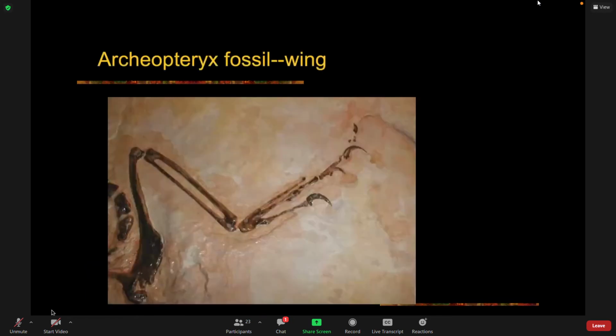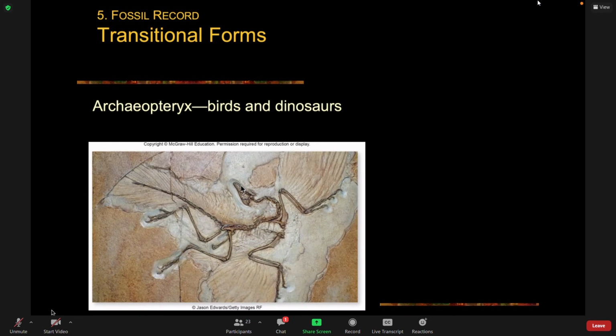Okay, let's look here at some of the differences. In the mouth, it has teeth. Modern birds don't have teeth, okay? That is a dinosaur character. In fact, the teeth are very much like other types of theropod dinosaurs. Furthermore, it had claws on its wings. Modern birds don't have claws, okay?